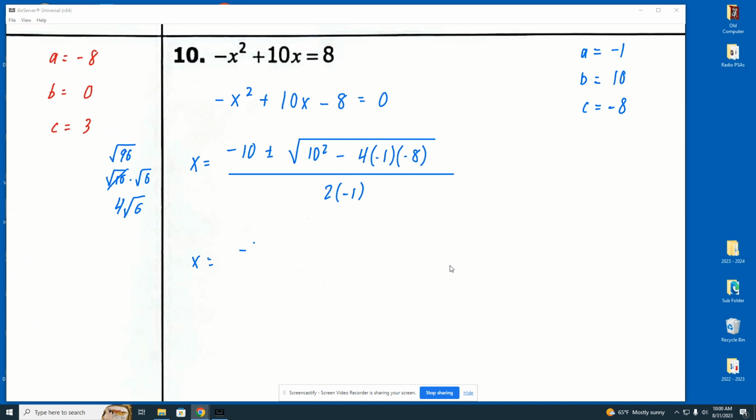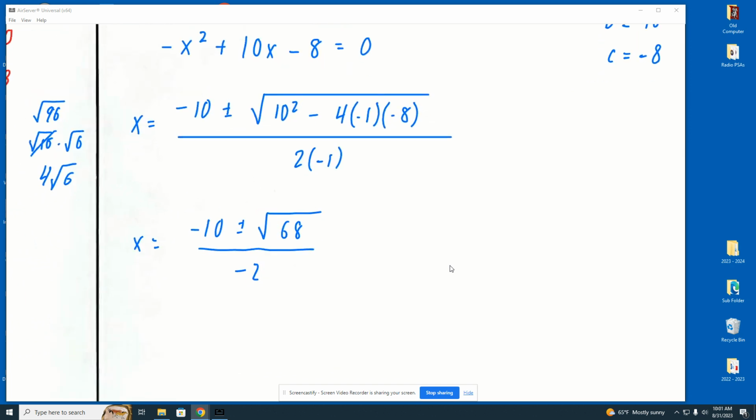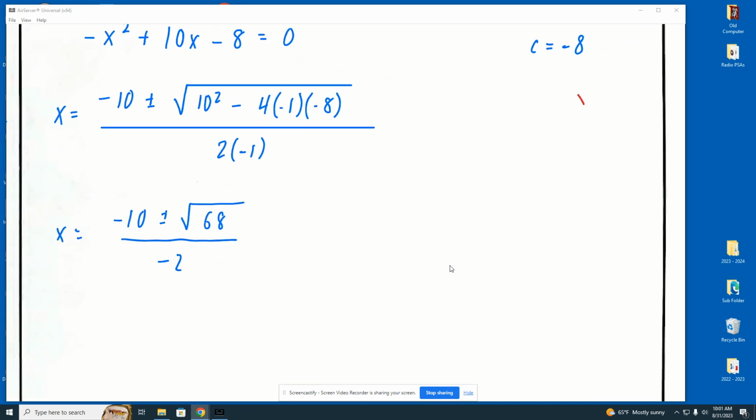All right, so here we go. Let's clean up. Negative 10, I cannot do anything with. Plus or minus, I'm going to leave there. The square root. Now let's type in what's underneath it. What'd you get when you did 10 squared minus 4 times negative 1 times negative 8? 68. And that is over, what's 2 times negative 1? Negative 2. Now don't just immediately get rid of that negative because you're like, oh, the plus and minus will swallow it up. Okay? Leave the negative there for the minute. We'll take care of that in a minute. Right now, our goal is to simplify what? The radical.